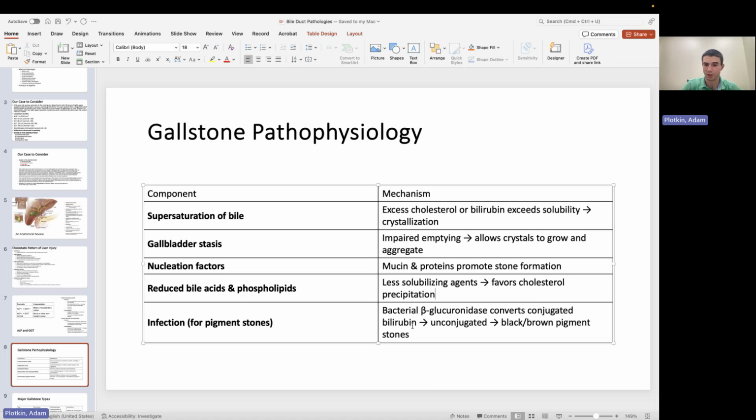And then certain infections. So bacterial beta-glucuronidase can convert the conjugated bilirubin to unconjugated, and then that can lead to the formation of black, brown, or pigment stones. So again, supersaturation of the bile, stasis, certain nucleation factors that favor the formation of stones, reduced bile acids and phospholipids leading to less solubility, and then certain infections via the beta-glucuronidase leading to the formation of unconjugated bilirubin and black and brown pigment stones.